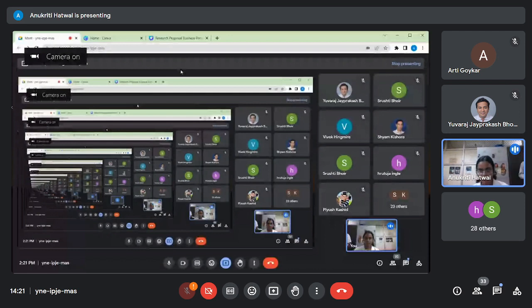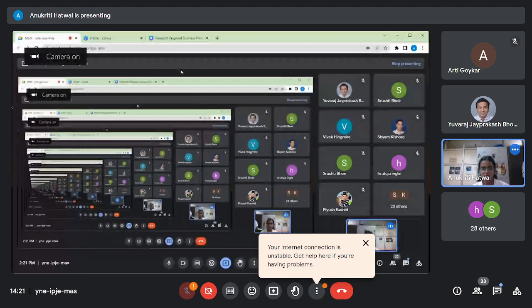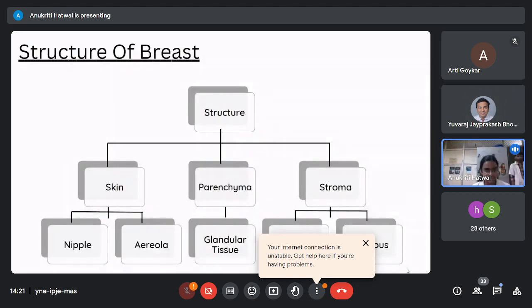Okay. So now to briefly discuss the structure of the breast. Skin, which is the main covering part, parenchyma, which is the secreting part, and stroma, which forms the main framework of the breast. The skin has the nipple and the areola.